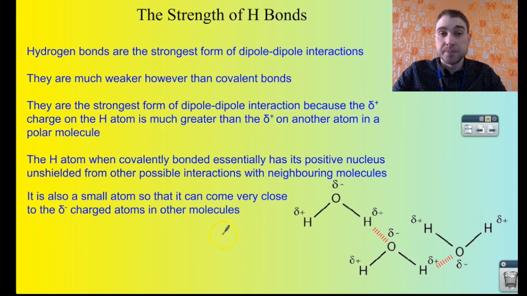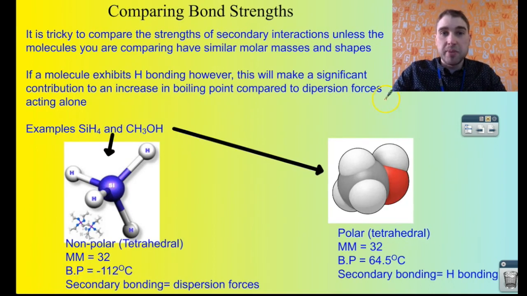Now, it's pretty tricky to compare secondary interaction strength unless you control for a few things. You need to control for shape and you need to control for molar mass, because both of those will affect the strength of any secondary interaction. But if you have a similar molar mass and a similar shape, if something can exhibit hydrogen bonding, then it will have a higher melting and boiling point compared to the other molecule. So here's some examples.